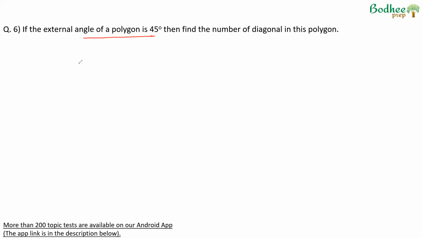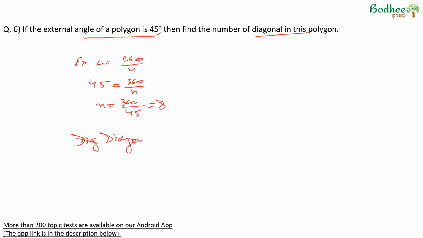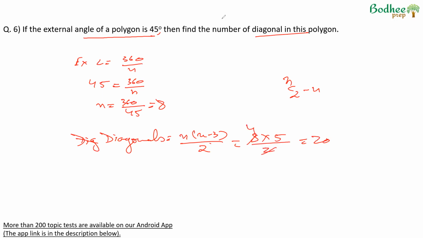External angle of a polygon is 45. External angle of a polygon is given by 360 by n, where n is the number of sides. This is 45, 360 by n, and therefore number of sides of this polygon is 360 by 45, that is 8. We have an octagon that we're talking about. For this, we have to find the number of diagonals. Number of diagonals of a polygon is given by n into n minus 3 by 2, or this can also be written as nC2 minus n. Gives you the same expression. Since the value of n was 8 for us, so 8 into 8 minus 3, 8 into 5 by 2, which is 20, becomes my answer.